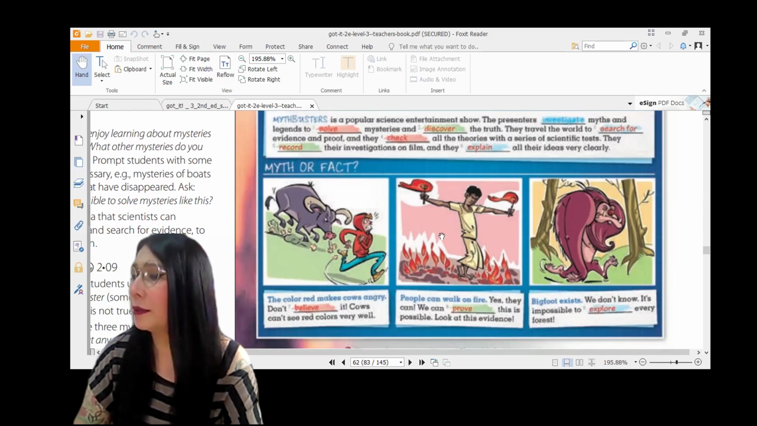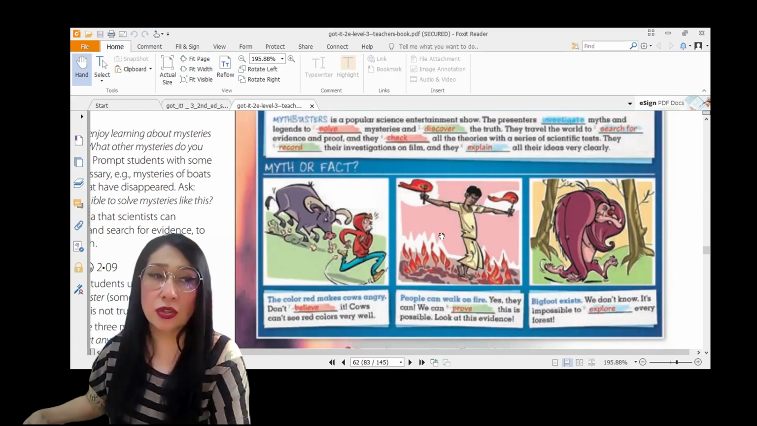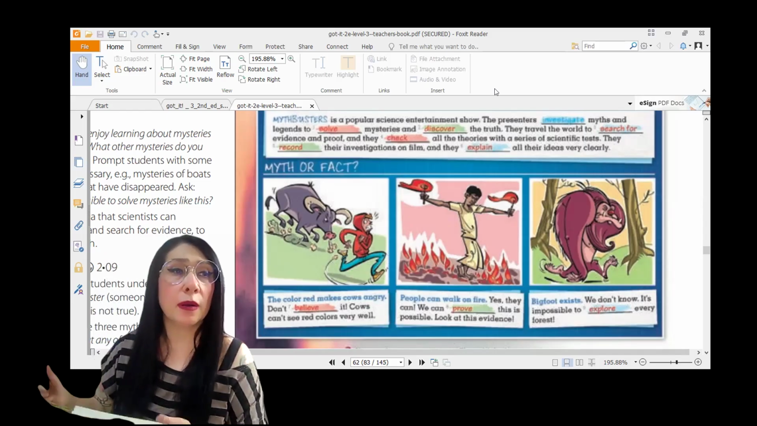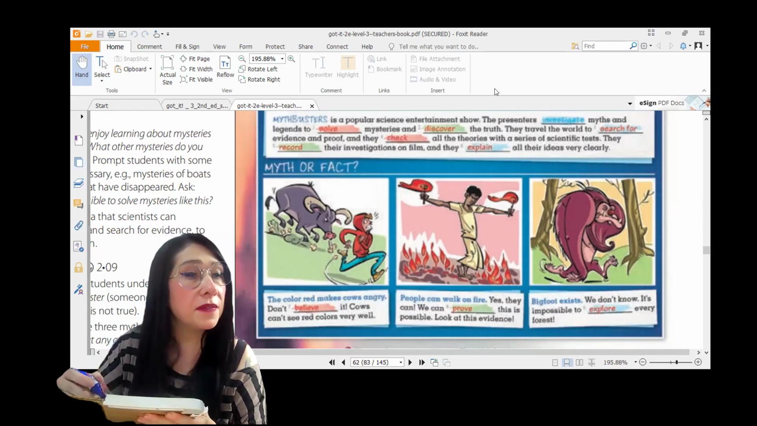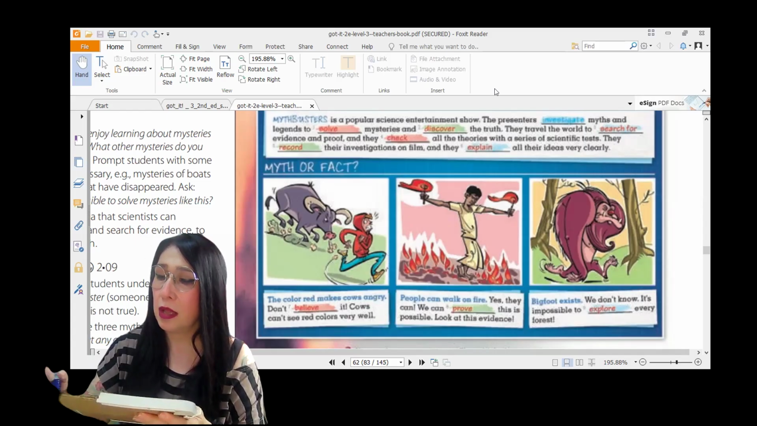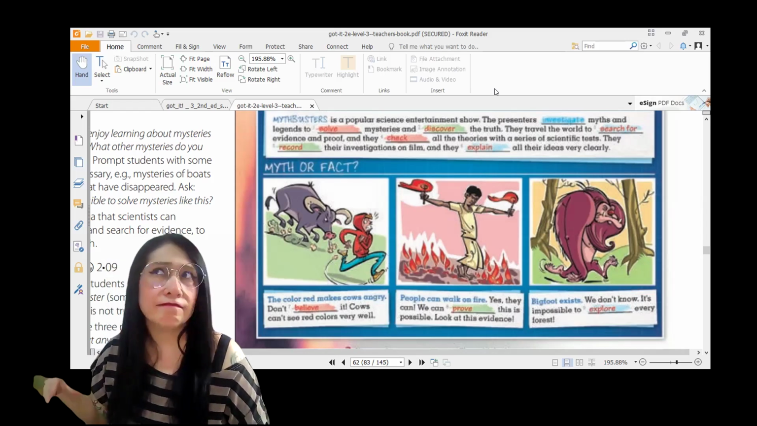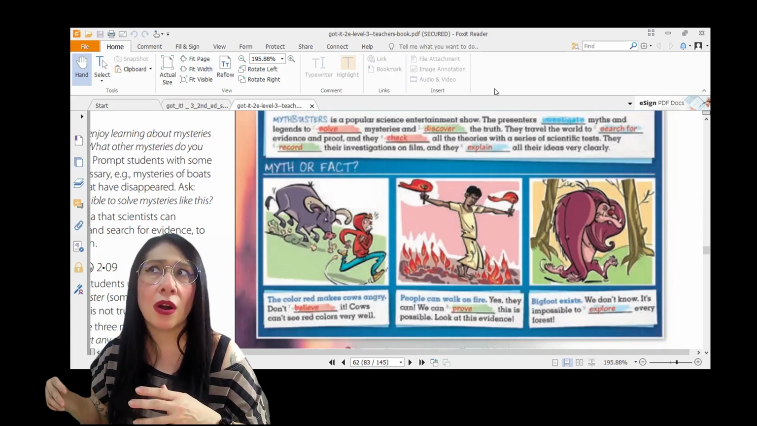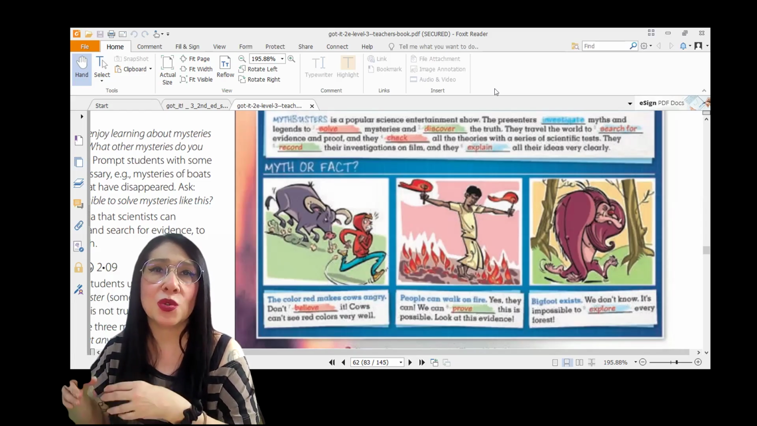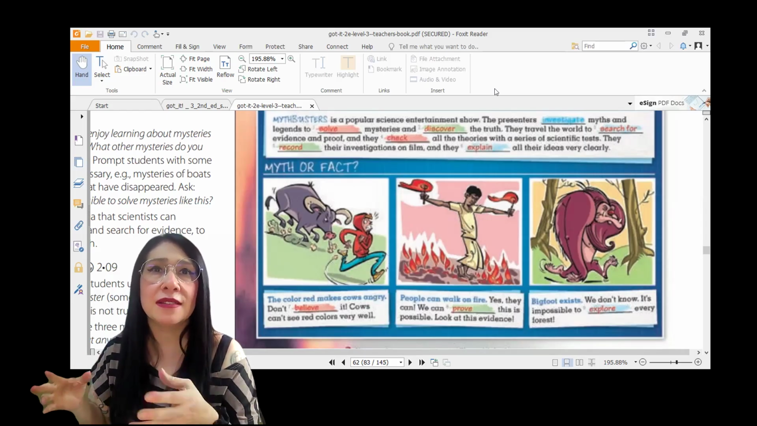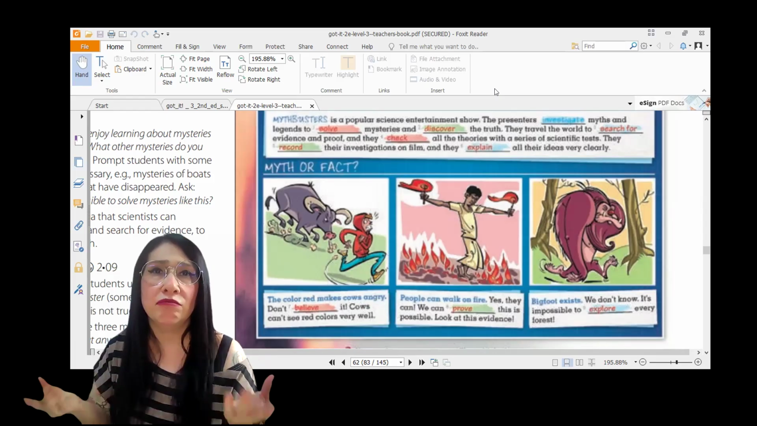All right, so as this unit is about myths and legends, the fact that our book has brought in this TV show, Mythbusters, this used to be very popular back in the days when people were more likely to watch television rather than YouTube videos or documentaries or internet streaming services, because they barely existed, or they were very expensive to log on.